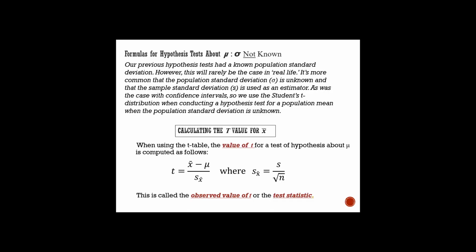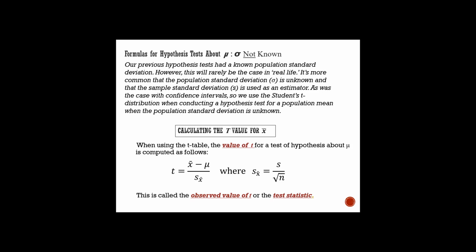Now let's take a look on page 9 at a different type of problem that you're sort of familiar with because of confidence intervals, but this is a test about the mean or the population mean when the population standard deviation is not known. Now, when we've done our other hypothesis test, just in this chapter, we had a known population standard deviation. In real life, this is hardly ever the case. Much more common is that the population standard deviation is unknown, and we have to take the standard deviation of the sample and use that as an estimator.